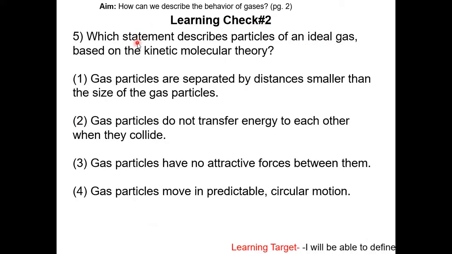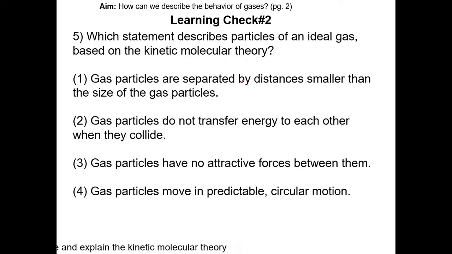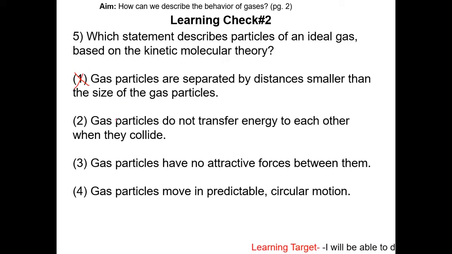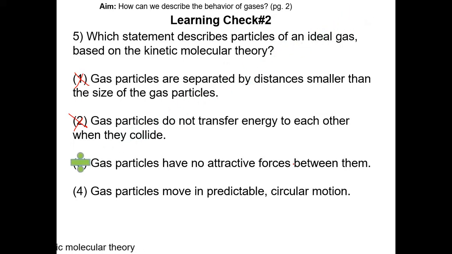Learning check number 2. Which statement describes particles of an ideal gas based on the kinetic molecular theory? Pause the video and resume as completed. Gas particles are separated by distances smaller than the size of the gas particles. So the first one's wrong because gas particles are far apart. Number 2, the gas particles do not transfer energy to each other when they collide. They do transfer energy, so choice 2 is wrong. Gas particles have no attractive forces between them, so choice 3 is correct for an ideal gas.